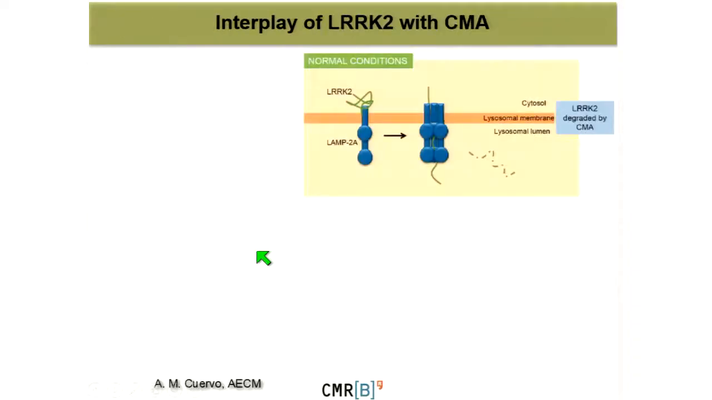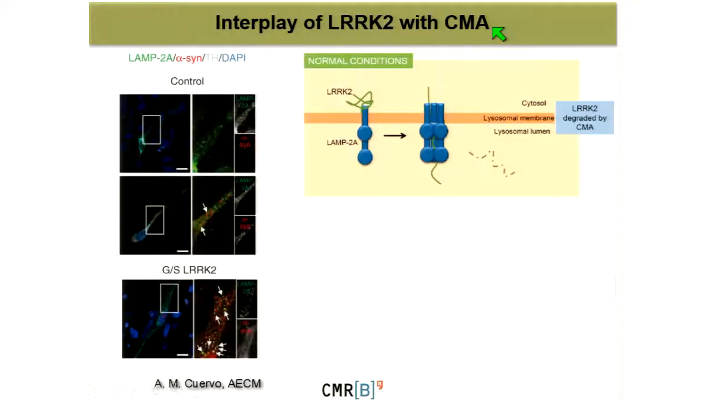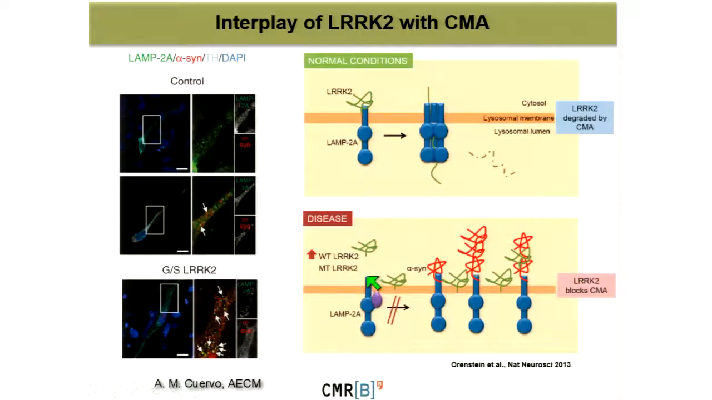And in collaboration with Ana Cuervo at Albert Einstein, we found that LRRK2 is normally degraded using a very peculiar degradation pathway known as chaperone-mediated autophagy. This pathway is shared with many other proteins in the cell. When LRRK2 is mutated, it not only blocks the pathway, but it poisons it. So it doesn't degrade other substrates of the pathway, including alpha-synuclein, which is another substrate for this pathway. And this is why alpha-synuclein becomes accumulated in these cells.